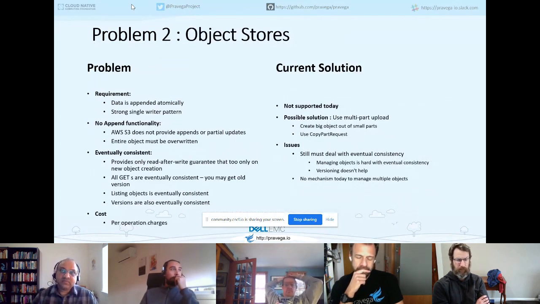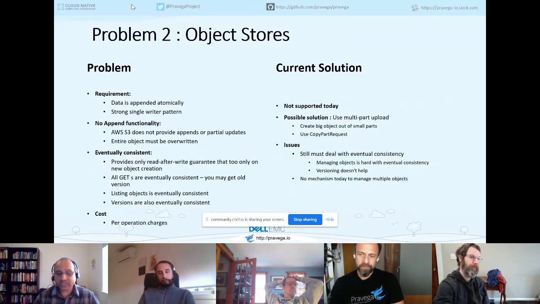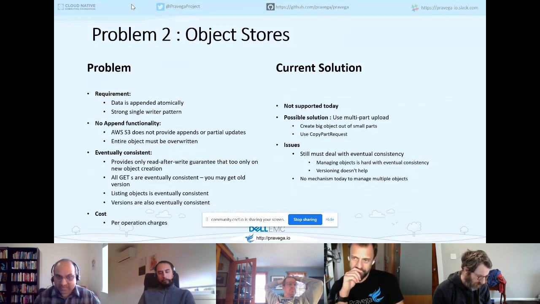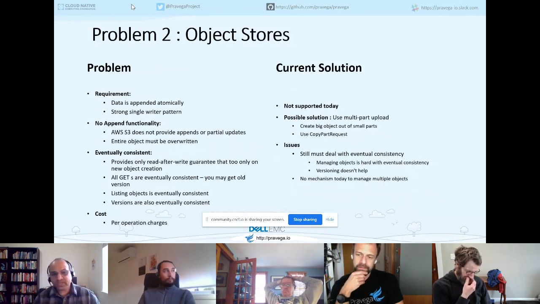These days, for the right reason, the object stores are very popular. But for streaming service like Pravega, they come with a problem. And the problem is the objects are supposed to be immutable. And what that means is, once written, that same object cannot be modified. You cannot append to that object. You cannot modify a certain range in that object. If you want to modify that object, you have to replace the whole object.